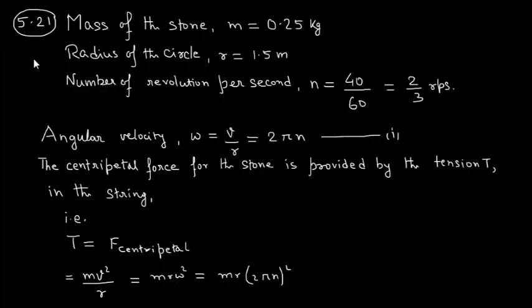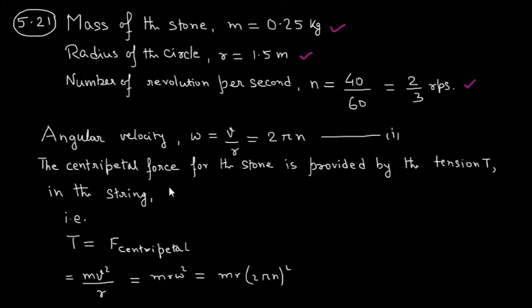Question number 5.21 solution. So mass of the stone m is equal to 0.25 kg. Radius of the circle r is equal to 1.5 meter. Number of revolutions per second n is equal to 40 upon 60, that is 2 upon 3 rotations per second. Angular velocity omega is equal to v upon r, that is 2 pi n. Equation number 1.